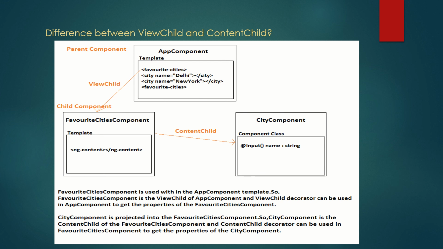If we want to use any properties and methods of the favorite cities component within the app component class, we need to use view child and view children decorators. In detail, we have discussed in previous video. Kindly watch those videos. Okay, here city component is projected into the favorite cities component. So city component is the content child of favorite cities component. In favorite cities component, if you want to use any properties and methods of the city component, then we have to use content child and content children.